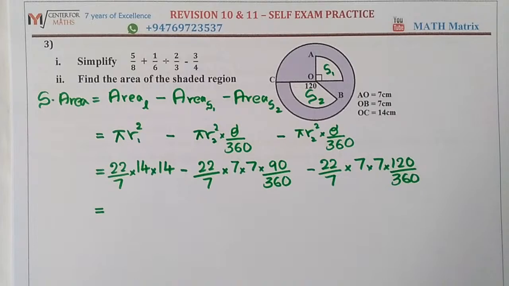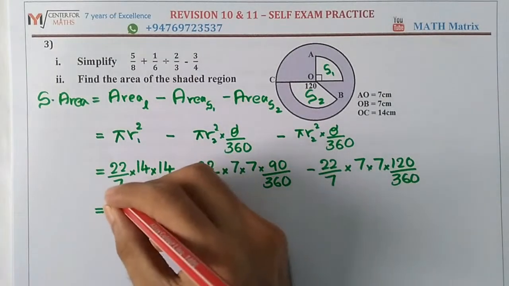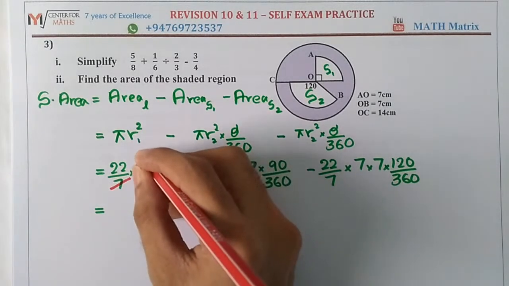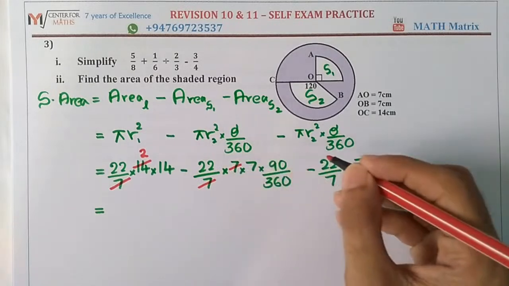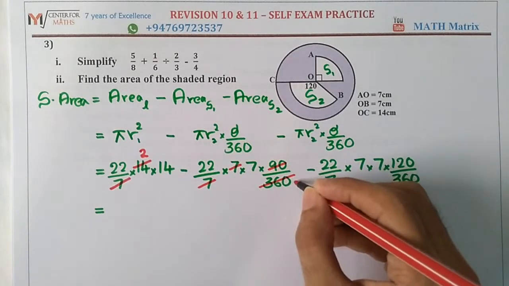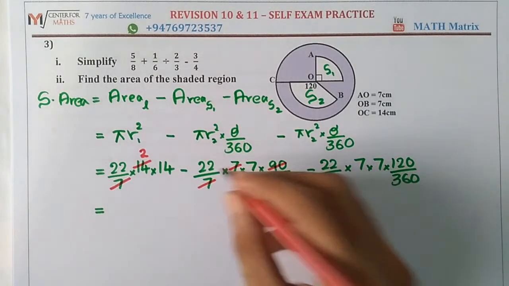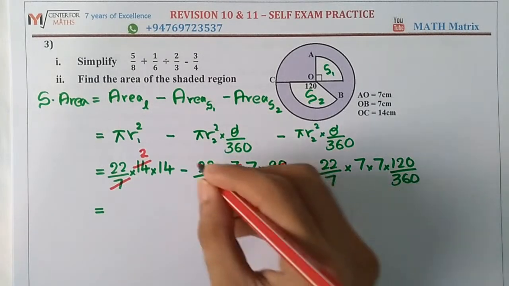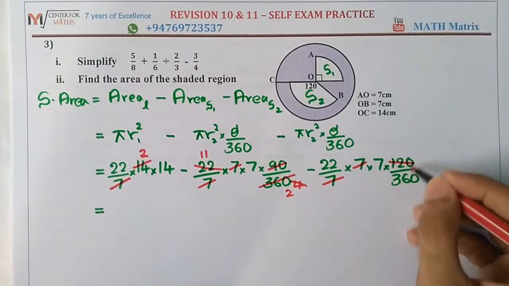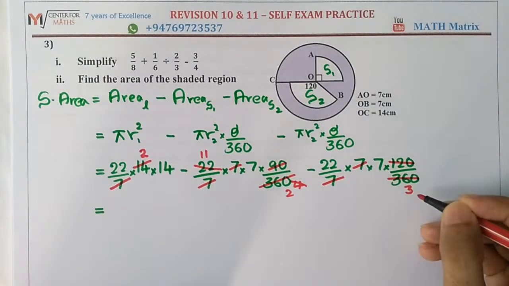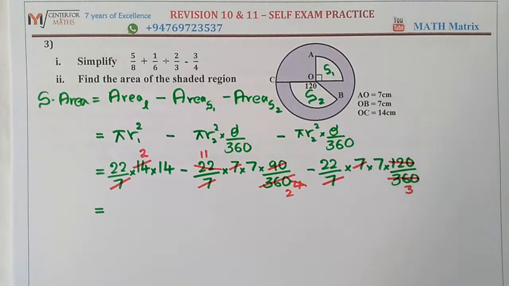Step by step again. 7 to 14 can cancel. I'm using a red marker. You guys can't use red pens. 7 to 7 again we can cancel. 9 to 360 if we cancel, 4 is what remaining. 4 and 22 can cancel by 2. How many 2s are here? 2. How many 2s are here? 11. 7 to 7 also can cancel. 120 to 360 if we cancel, 3 is what remaining. Okay, fine. So we'll mark them down now.